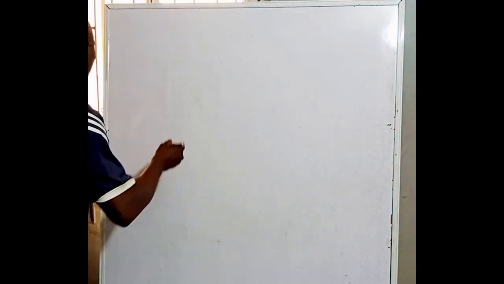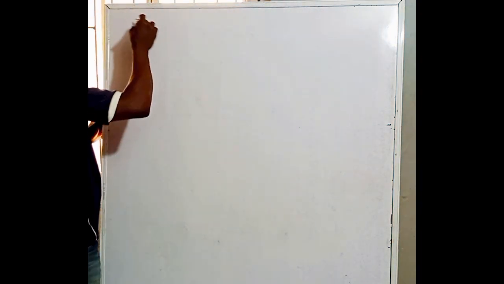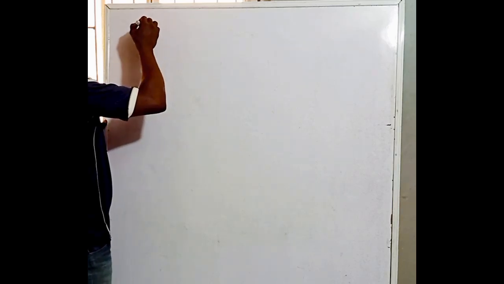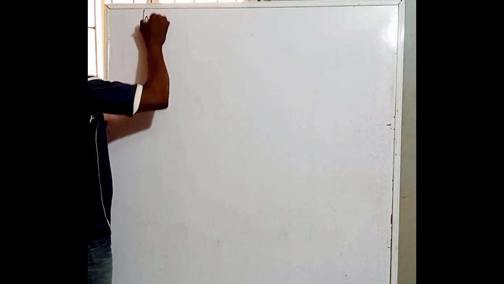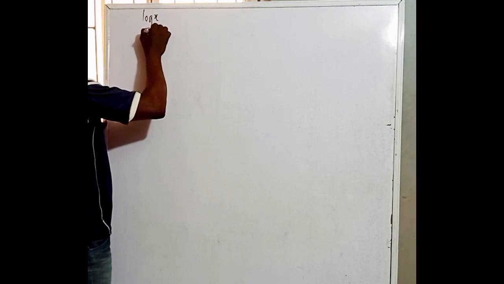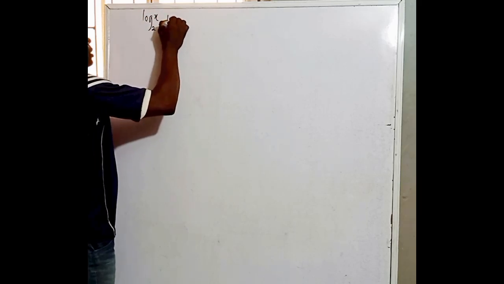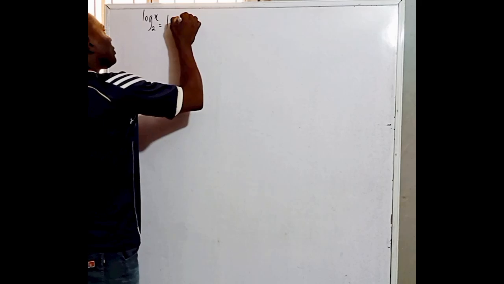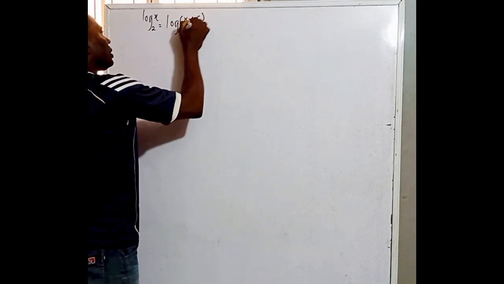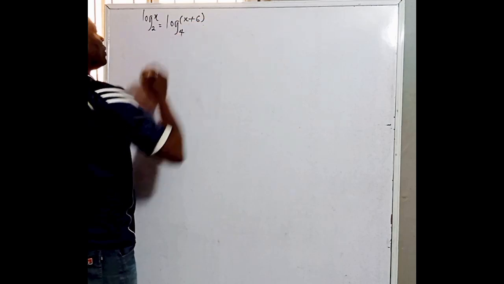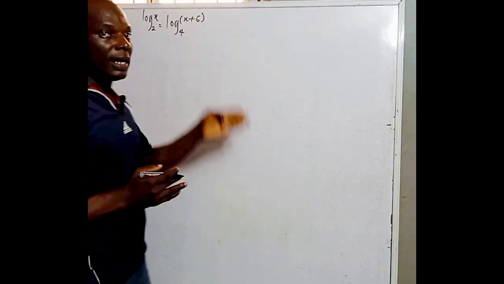In this virtual class, we'll be looking at how to solve logarithms, especially if the bases are not the same. The question says here is to find the positive value of x, if you have log x to base 2 equals log (x + 6) to base 4. So find the positive value of x.